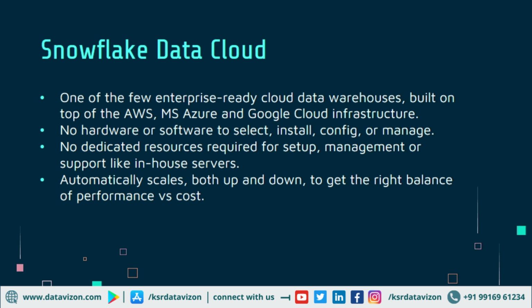The next point says it automatically scales both up and down to get the right balance of performance versus cost. Let's take an example. We got a project requirement to create some KPIs for a marketing team, so we have to deal with big data, say 5 TB of data. The on-premise database racks we currently have are 8x or 4x racks. What happens when you fire the queries to create the decision-making KPIs?